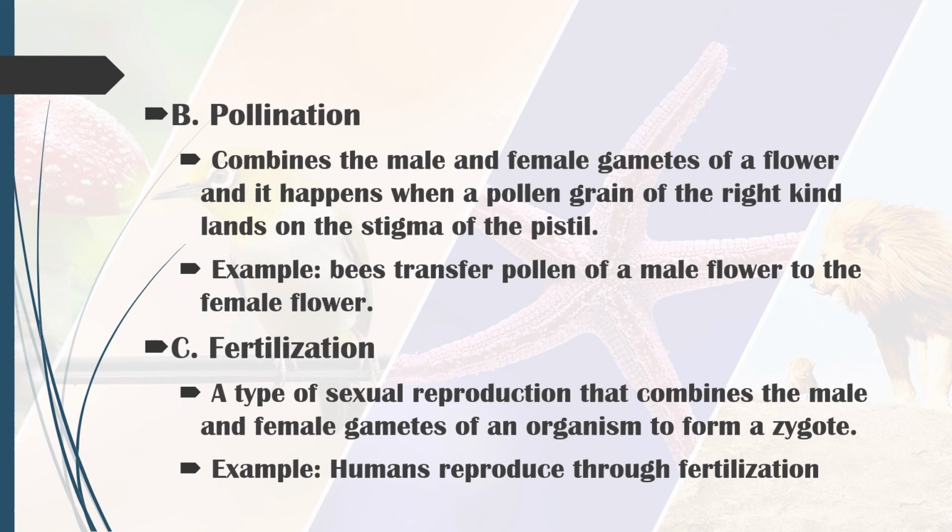Another type of sexual reproduction is fertilization. This is common for us humans. It is a type of sexual reproduction that combines the male and female gametes of an organism to form a zygote. By the way, what are the gametes here? We have the sperm cell and the egg cell. Sperm cell from male and egg cell from female. For example, humans reproduce through fertilization.